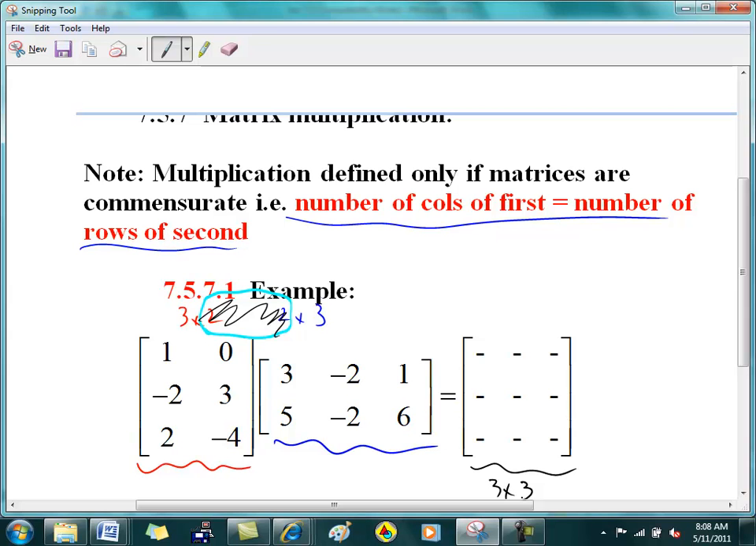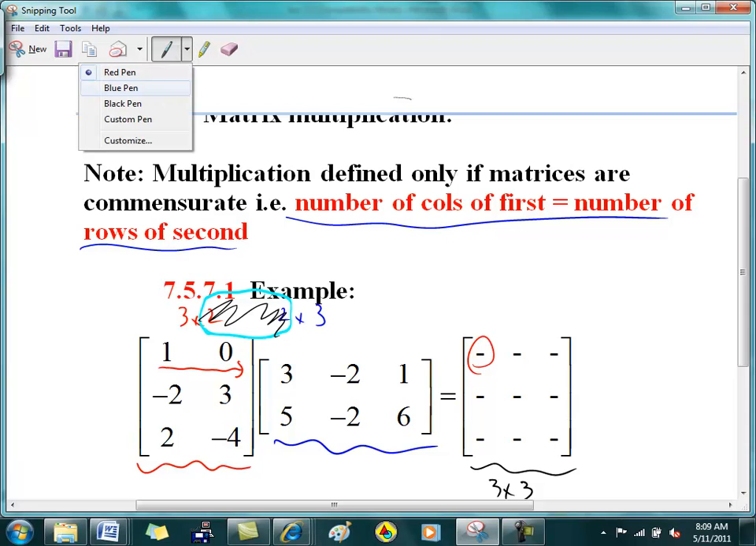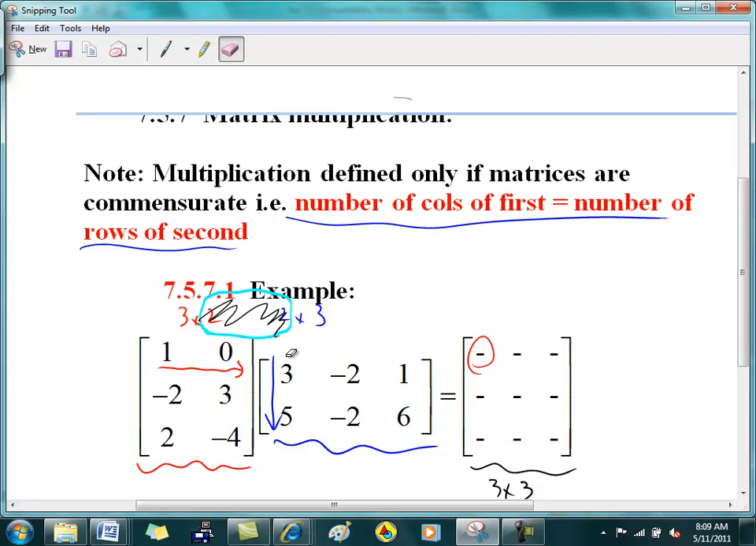Okay, so let's say you want to find this element here. Okay, what row is it in? First row. So in the first matrix, you will go along the first row, and I'll explain to you what I mean by go along. Okay, what column is it in? First as well. So then in the second matrix, you're going to go along the first column, right? This element is in the first row, first column. So you're going to go first row, first column.